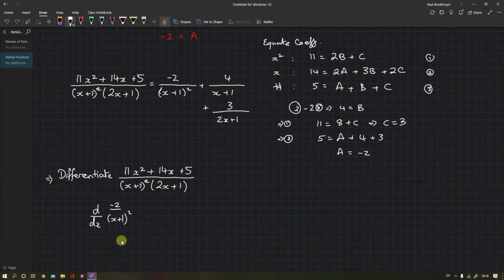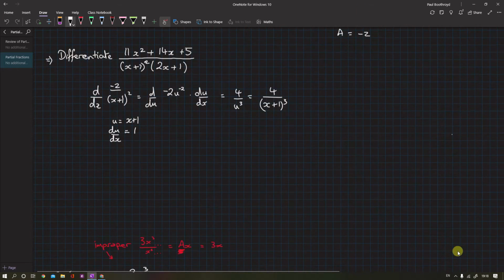Along the way, you're going to use the chain rule, so we can do a chain rule on u. Let's just do it on the x plus 1. So du/dx is just 1. So this becomes the differential with respect to u of minus 2u to the minus 2, times du/dx, which is just 1 in this case. So differentiating this, we get 4 over u cubed, which is 4 over (x plus 1) all cubed.